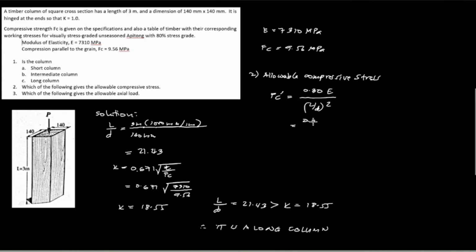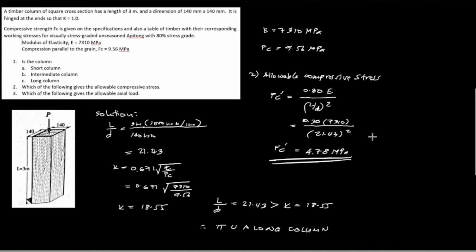And 0.30 times E, which is 7,310 megapascal, and we divide by L over D, which is equivalent to 21.43, squared. And the value for allowable compressive stress, or Fc prime, is equal to 4.78 megapascal. So this is the allowable compressive stress.